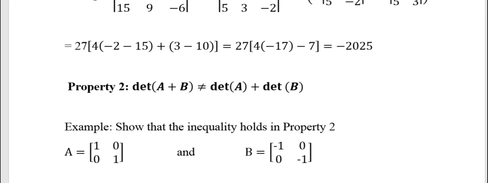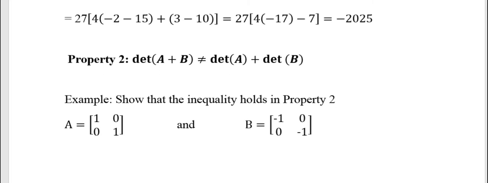Property 2 is, I think, very important, and I think it's important because a lot of times certain assignments, textbooks, exercises would try to trick you with this. It kind of seems like it should be equality, but it's not.